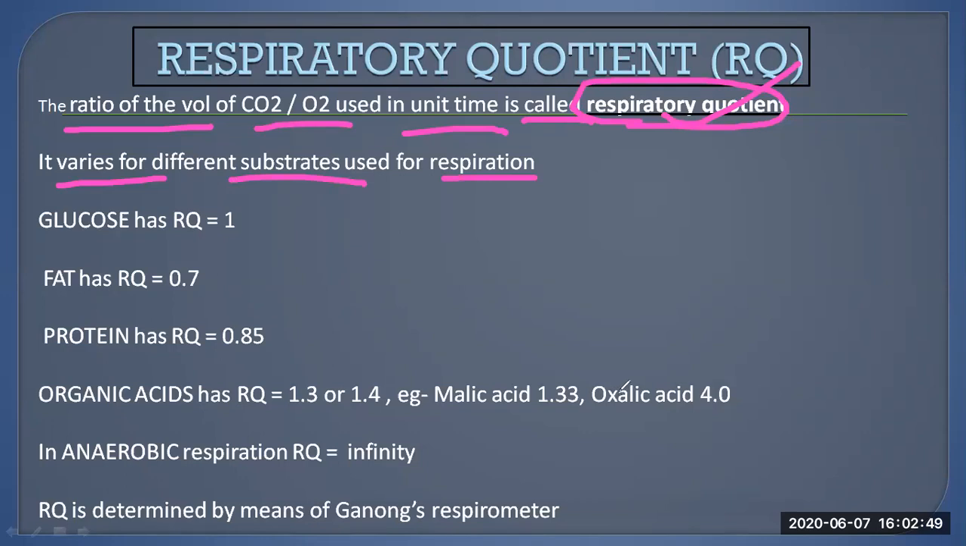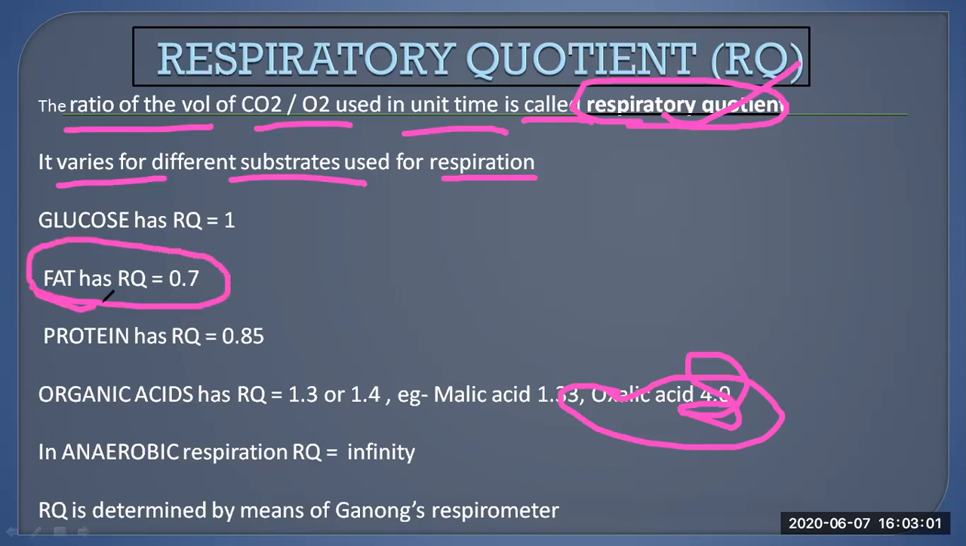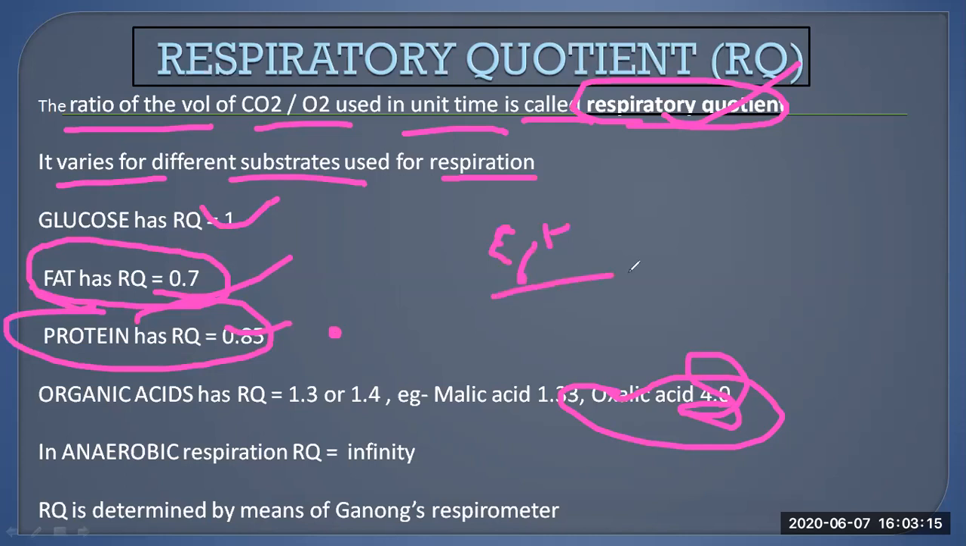And it varies for the different substances used. In the case of acids, oxalic acid has the maximum value, 4.0. The least value is for fat, 0.7. Then protein has 0.85, or simply you can say 0.9. And then carbohydrate; take one example, the glucose molecule, C6H12O6, which uses oxygen molecules. So 6 upon 6 you will get 1. So carbohydrate is always 1, fat has 0.7, protein 0.9, and organic acid has the maximum respiratory quotient.